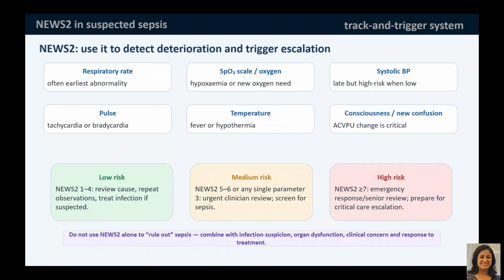According to the score, they categorize the patient as low risk, medium risk, and high risk. If the NEWS 2 is more than 7, that is a high risk patient, at high risk of deteriorating, and you need to inform the seniors, and the patient needs critical care or HDU management. And if the patient has a NEWS score of 1 to 4, that means it is a low risk patient, and you can safely keep this patient in the ward.